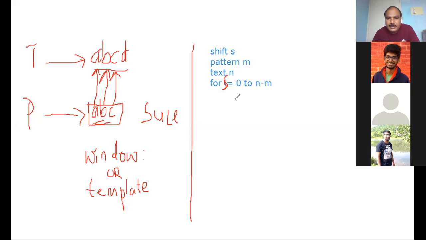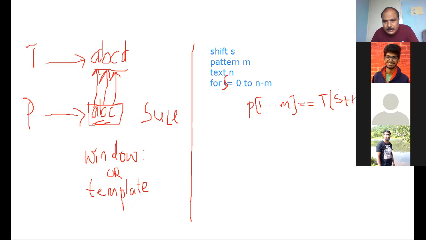So what I do is, I'll compare each character of the pattern with the text, that is p of 1 to m. Why is it 1 to m? Because the pattern contains m characters. Now I'm going to compare with the text. So how do I compare? It is s plus 1.